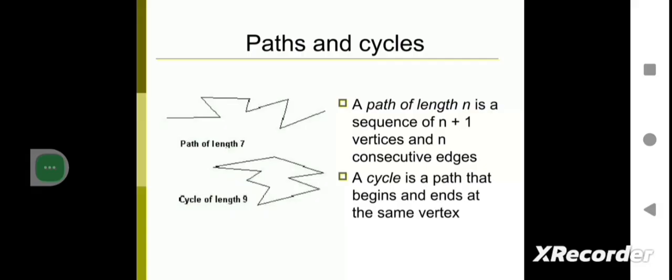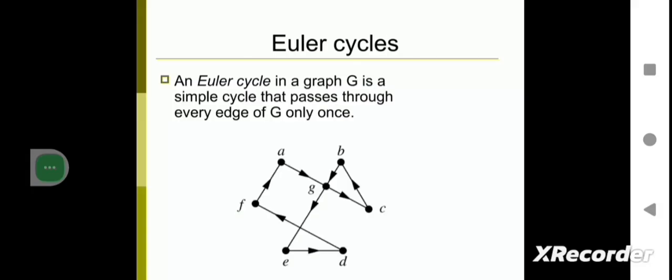Next, cycle. A cycle is a path that begins and ends at the same vertex. Suppose we start from A, it should end on that vertex A. That is the cycle. Next, Euler cycle. An Euler cycle in a graph G is a simple cycle that passes through every edge of G only once. That is the Euler cycle.